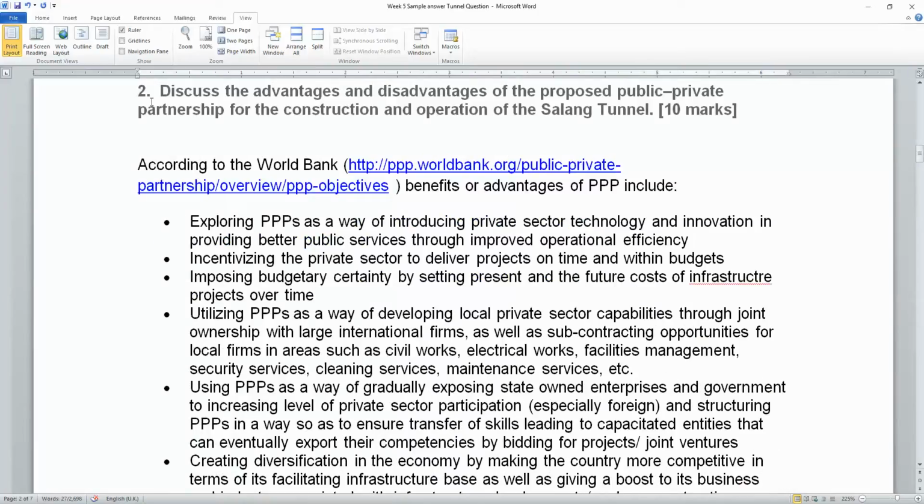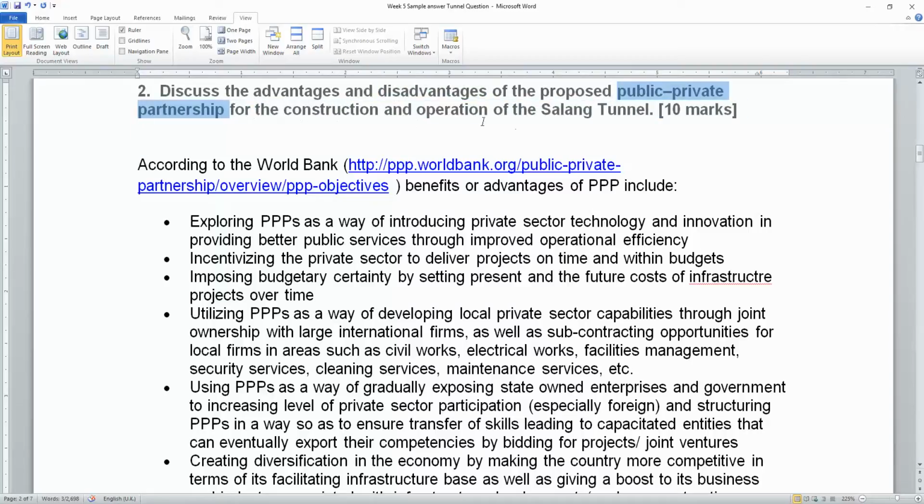As you can see, this is "discuss", which means evaluate. So this is the advantages and disadvantages. The question is saying you need to evaluate, but talk about the advantages and disadvantages. When it says this, you normally need to do at least 2 of each. And this is the advantages and disadvantages of the proposed public-private partnership.